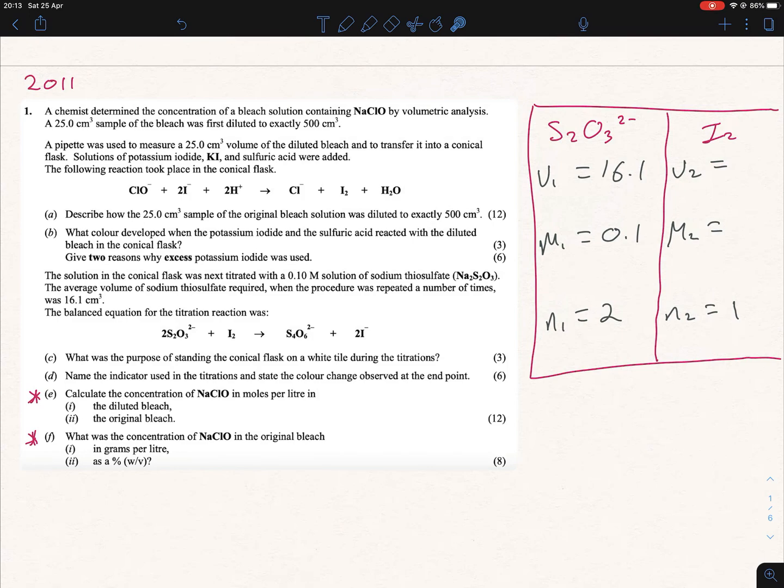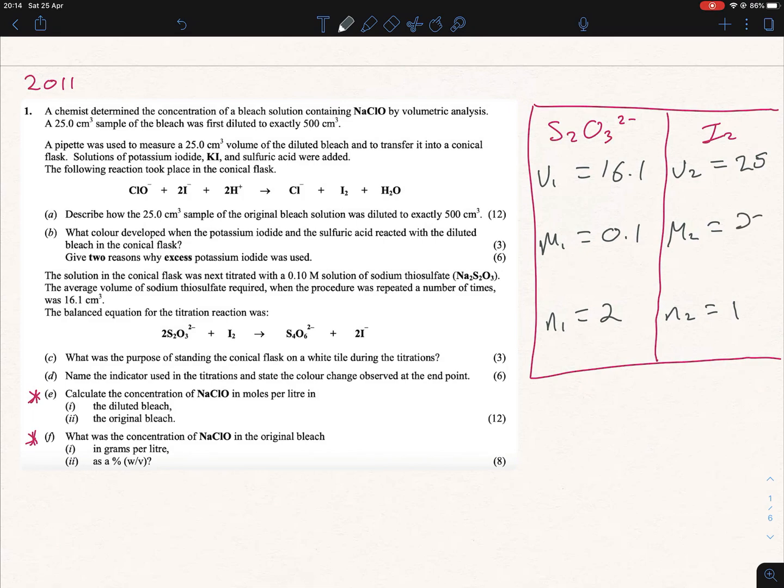And if you read back to the original part of it over here, it says a 25 centimeter cubed sample of bleach was diluted to 500. We don't need that part of it though, but we do need this part here. A pipette was used to measure 25 ml of the diluted bleach and transfer it into a conical flask in which KI was added. So we can actually assume that the I2 is going to be 25, because that's how much they put into the conical flask.